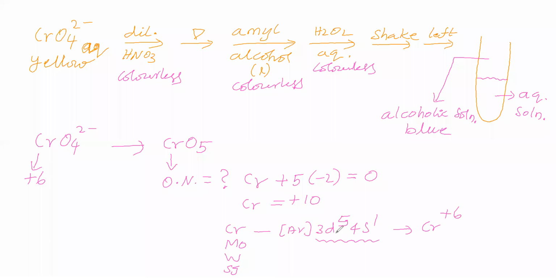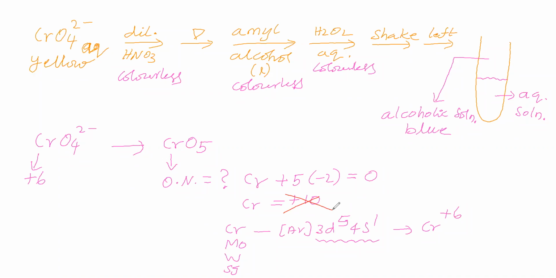Chromium valence shell contains 6 electrons. So chromium can show maximum +6 oxidation number. So +10 is not possible. So chromium cannot show +10 oxidation number.